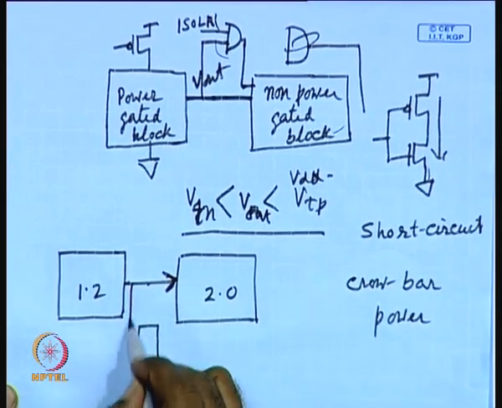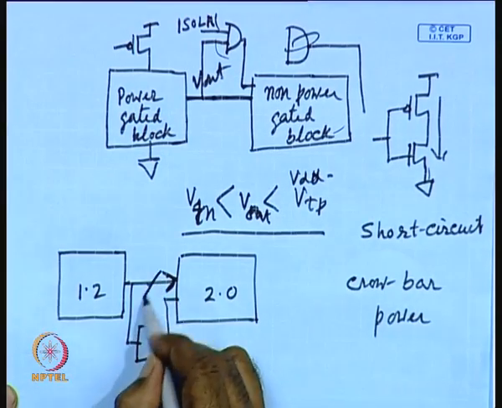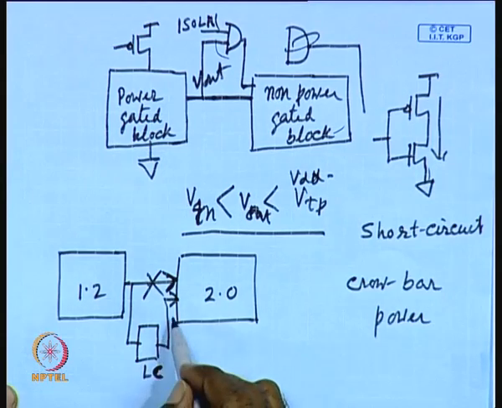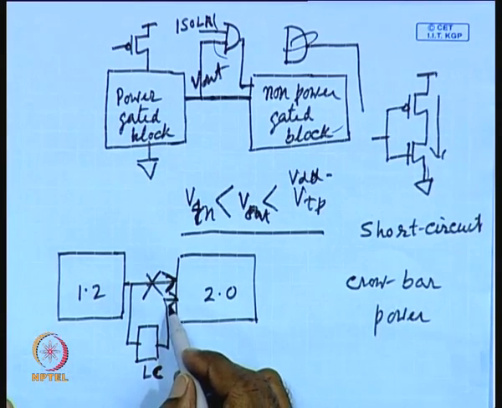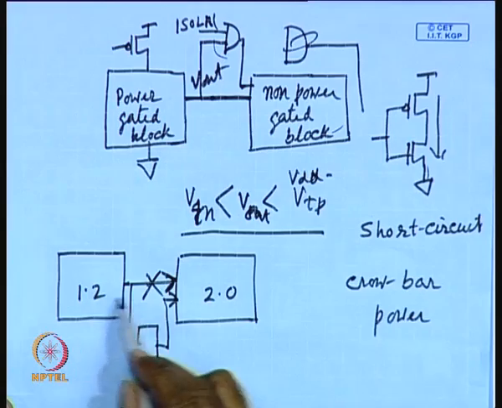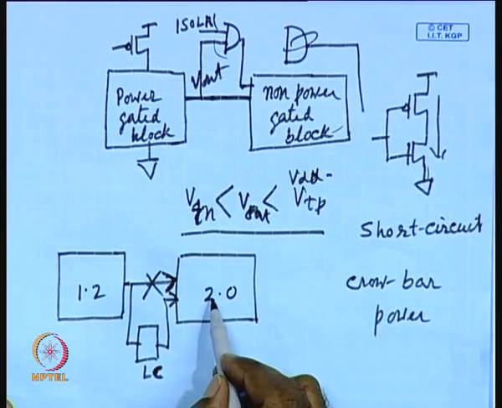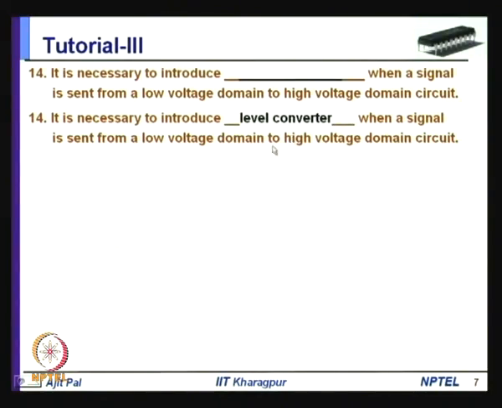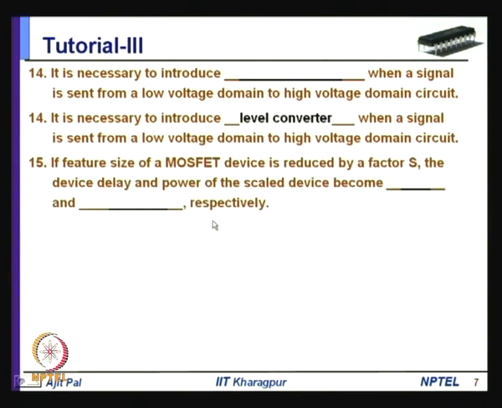L C, and that will be fed back instead of directly applying. So, you will be using a level converter, which will raise the low level to high level as the signal goes from low voltage domain to high voltage domain. So, the answer is you have to introduce a level converter when a signal is sent from a low voltage domain to high voltage domain circuit.